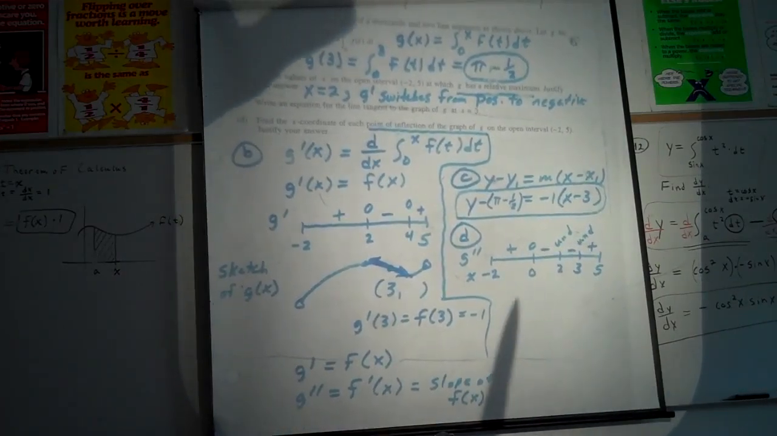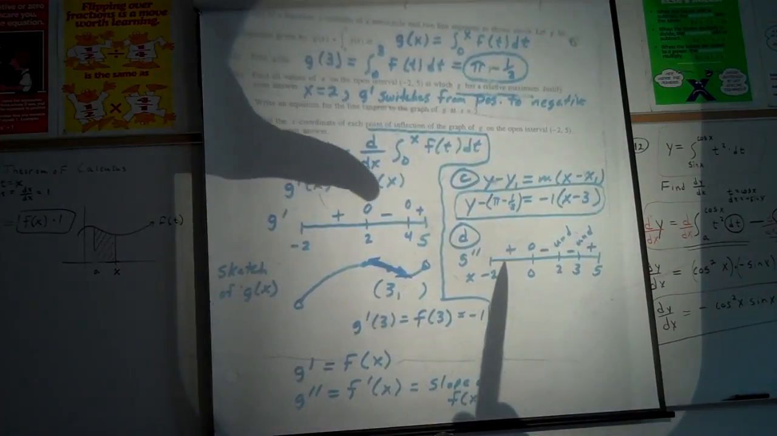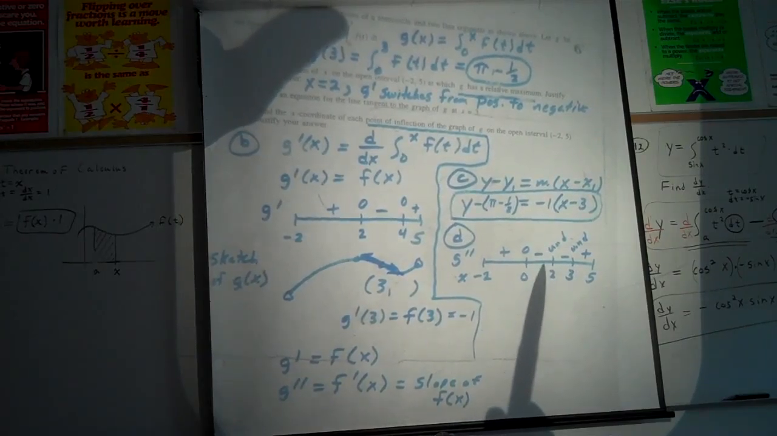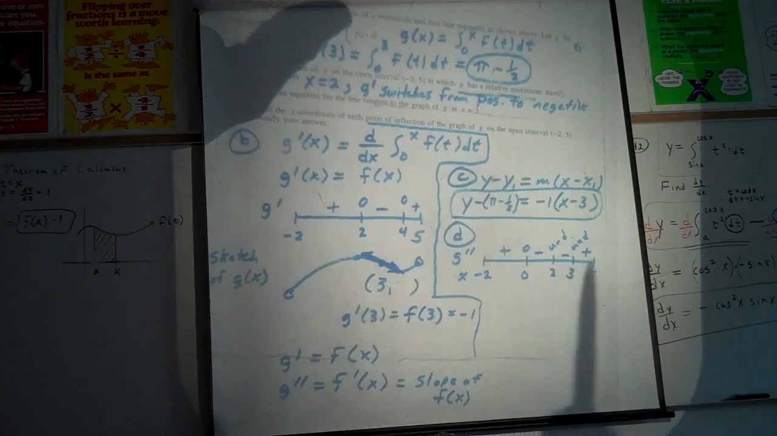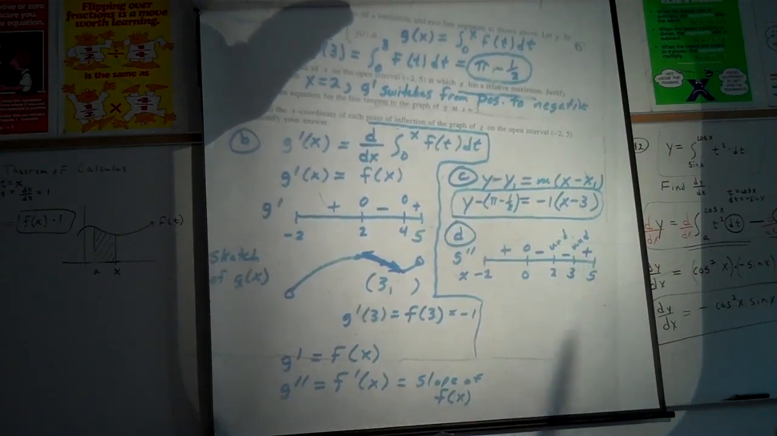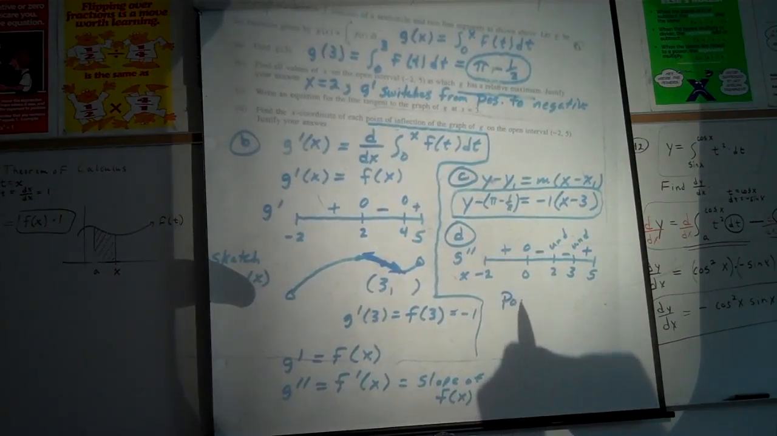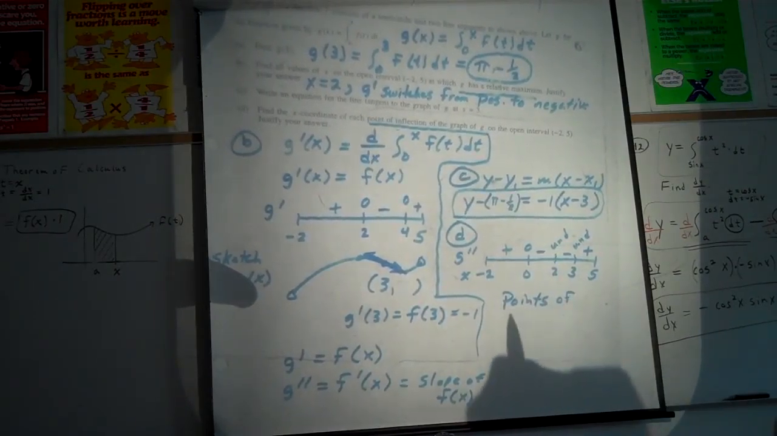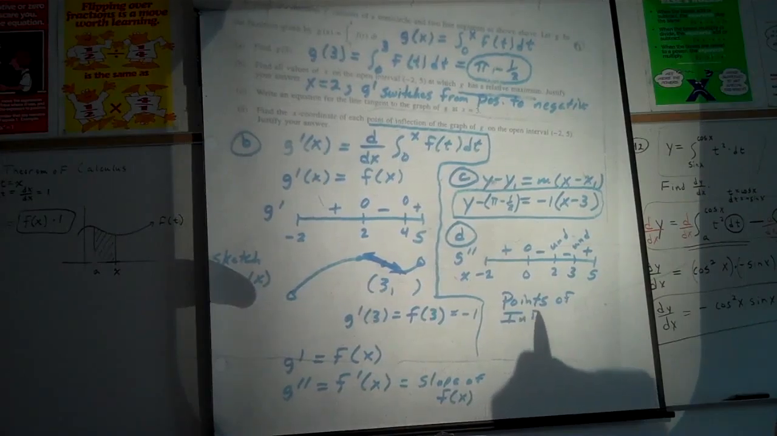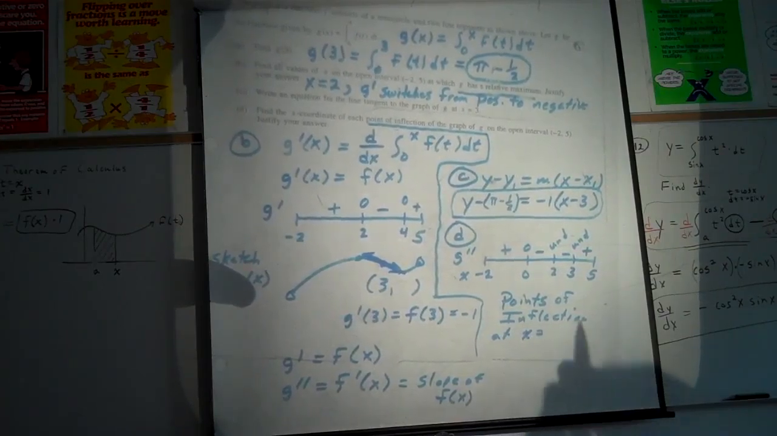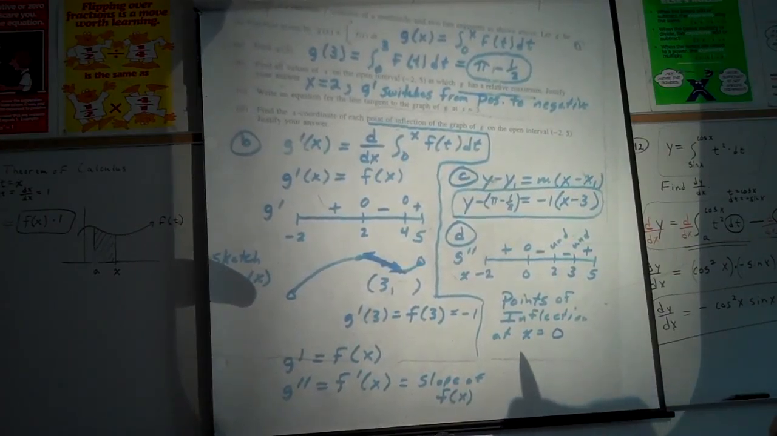So what this is telling me is that the original graph of g of x is going to go concave up between -2 and 0, then concave down from 0 to 2, concave down again from 2 to 3, and then concave up from 3 to 5. So it looks to me like there's going to be points of inflection where g double prime switches signs. So points of inflection at x equal, what would be the first one? 0. And also x equal 3.